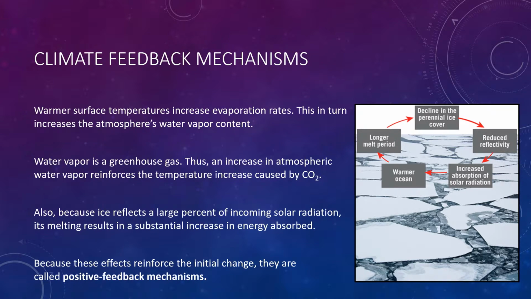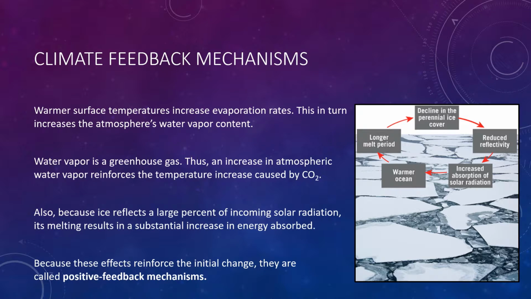Recall that the future temperature increase at high latitudes may be 2 to 3 times greater than the global average. In other words, it's going to warm more in the Arctic. This projection is based in part on the likelihood that the area covered by sea ice will decrease as surface temperatures rise. Because ice reflects a much larger percentage of incoming solar radiation than does open water, its melting results in a substantial increase in the solar energy absorbed at the surface. This in turn magnifies the temperature increase created by higher levels of greenhouse gases.